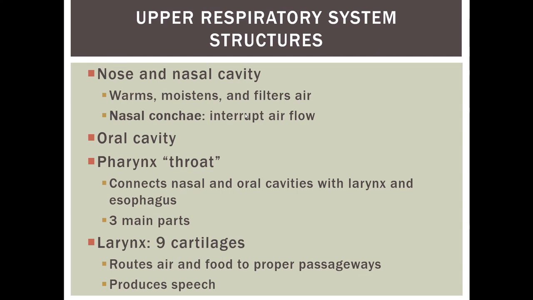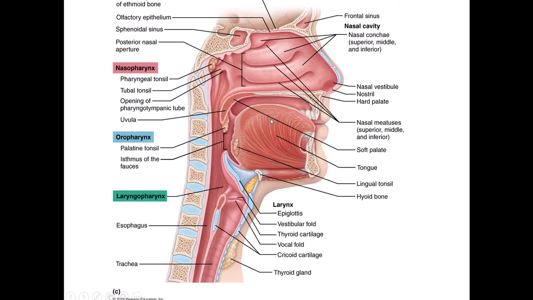And then we get into the larynx, which is our apparatus for speech, and also making sure that air and food go down their proper passageways. So let's take a look at the upper respiratory structures, and then a little bit here with the larynx as well. So we inhale air through the nares, the nostrils.